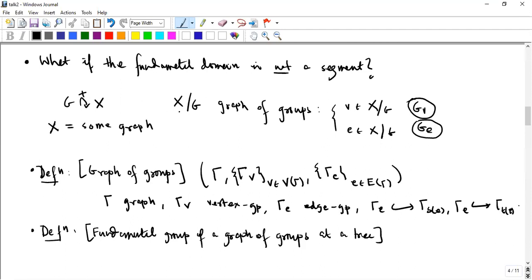So X by G is a quotient of a graph. A quotient of a graph under the action of a group without inversions gives you a graph of groups, the quotient graph of groups. Let's denote it as X double quotient G, just to indicate that it's not just a graph. It's a graph with all this data. So I'll denote it by X double quotient G.